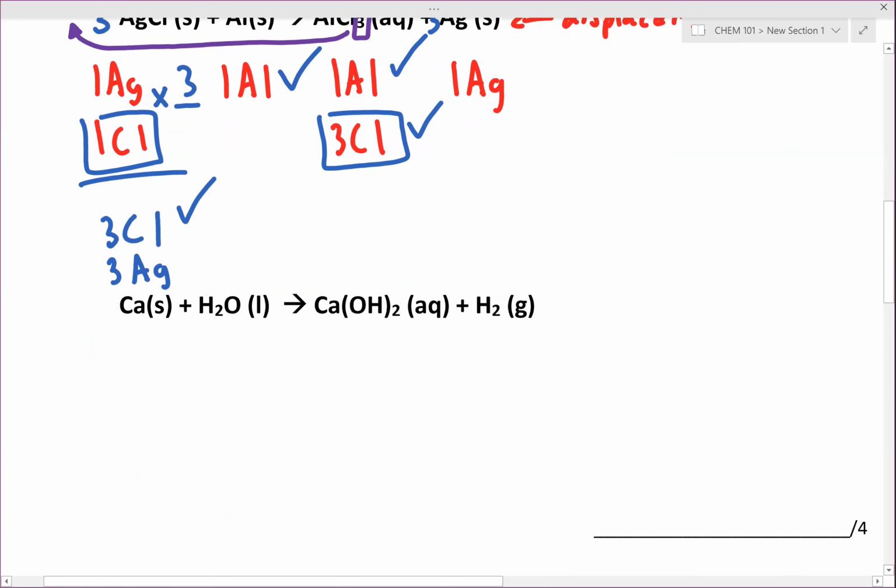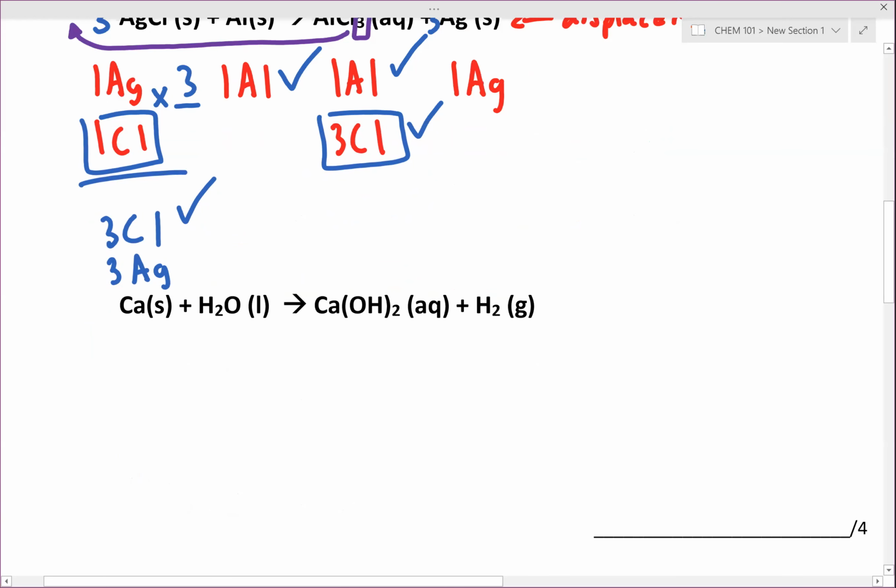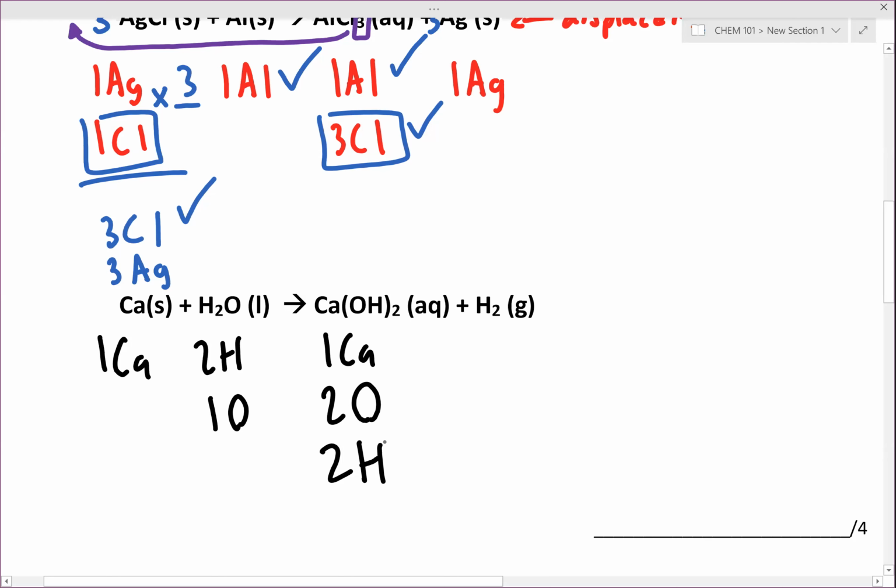Okay, this last reaction is another subclass of displacement, but this displacement functions slightly differently in terms of how you should balance it. So we have 1 calcium atom, we have 2 hydrogens and 1 oxygen in water. In calcium hydroxide, let's do a count. How many calciums do we have? 1. How many oxygens do we have? 2. Okay, and how many hydrogens do we have? 2. Okay, and in hydrogen gas, we have 2 hydrogens.